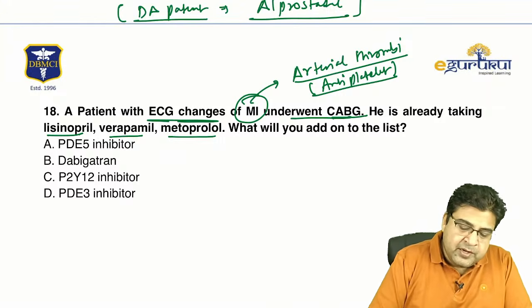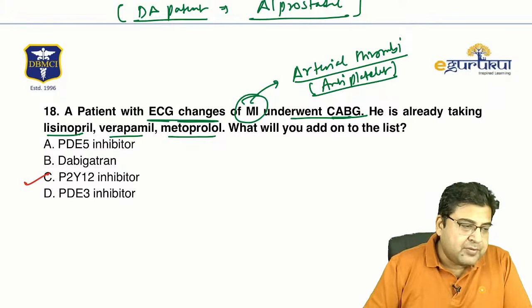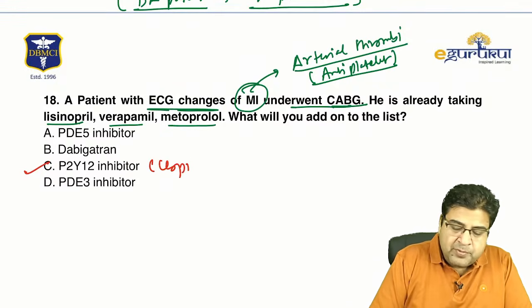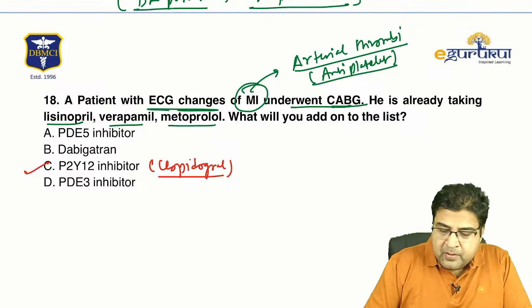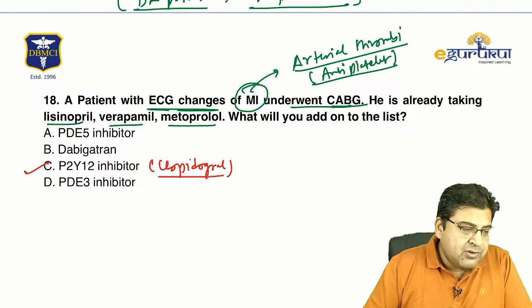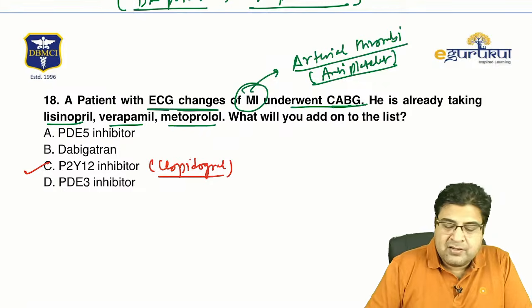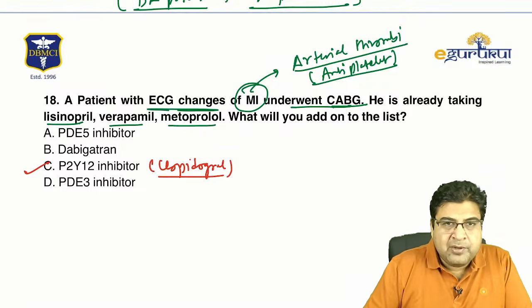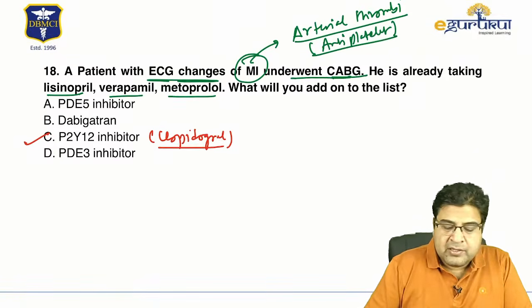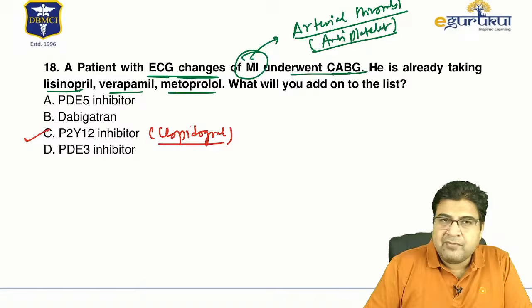Which is an antiplatelet drug? P2Y12 inhibitor. So here we will add a P2Y12 inhibitor. The medicine name is clopidogrel, which I can give to this patient for the maintenance treatment. But if this patient is undergoing surgery and during surgery they want some medicine, then there is a P2Y12 inhibitor, cangrelor, that can be given by parenteral route. So here the answer is C, P2Y12 inhibitor.